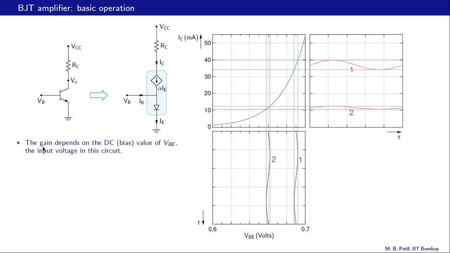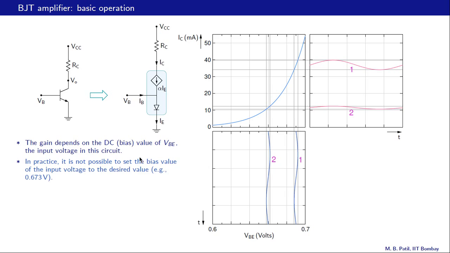The gain, that is the amplitude of VO versus the amplitude of VBE, depends on the DC or bias value of VBE, the DC value around which these input waveforms are centered. That's called the DC or bias value of VBE.